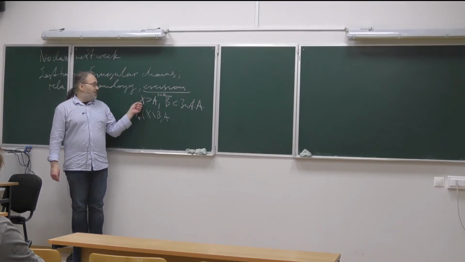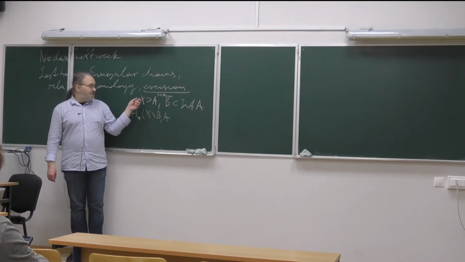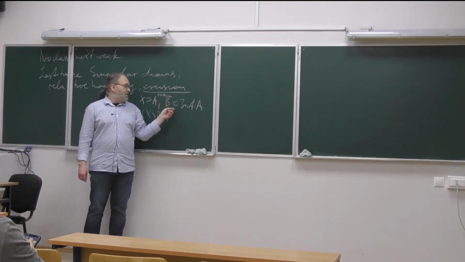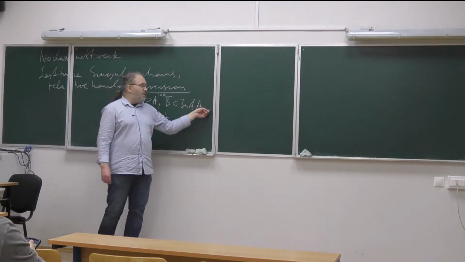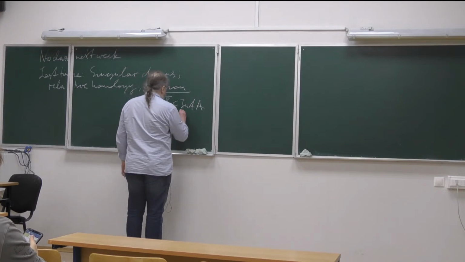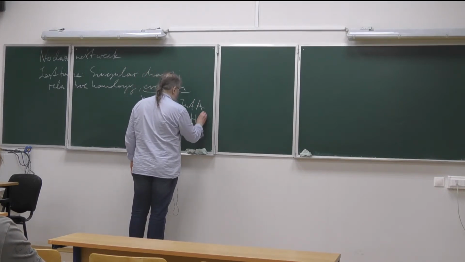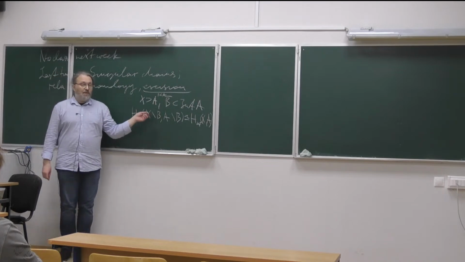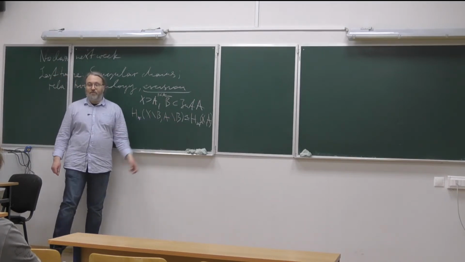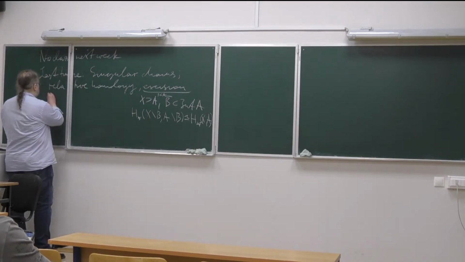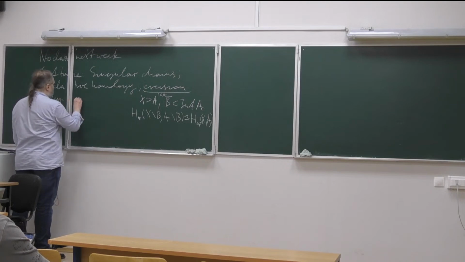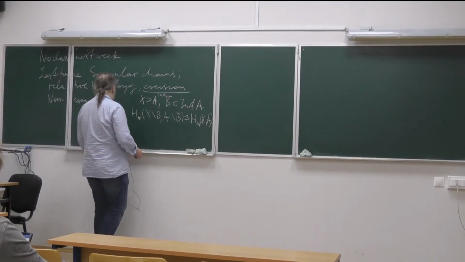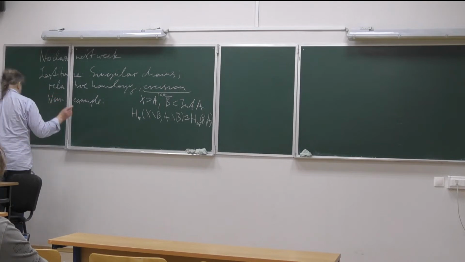Suppose we have a subspace A of a space X, and we also assume that the closure of B is contained in the interior of A. Then we have isomorphisms which are induced by the inclusion of pairs. Let's see why this condition is important.